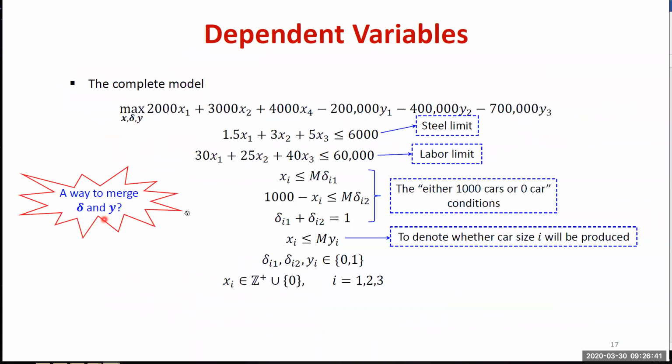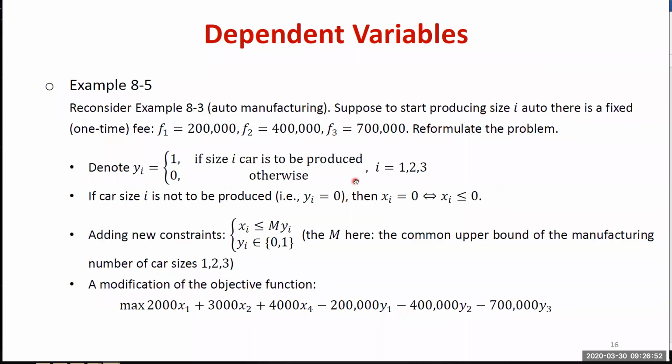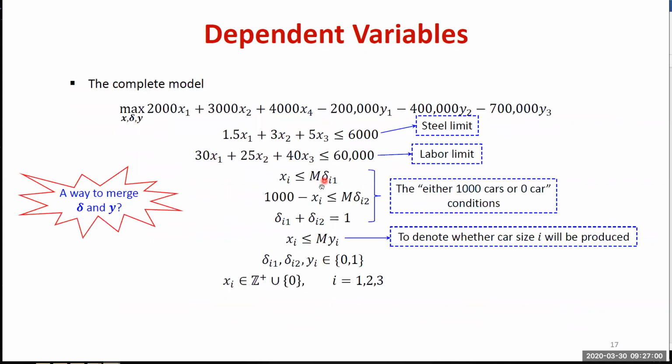Delta I and I1, I should have said delta I1 actually. Yes, I2 is different. And yi are exactly the same. They equal to 1 means what? Means size I, give me 1 second. Delta I, yi equal to 1 if size I car is to be produced. And delta I1 equal to 1. That means size I is to be produced.